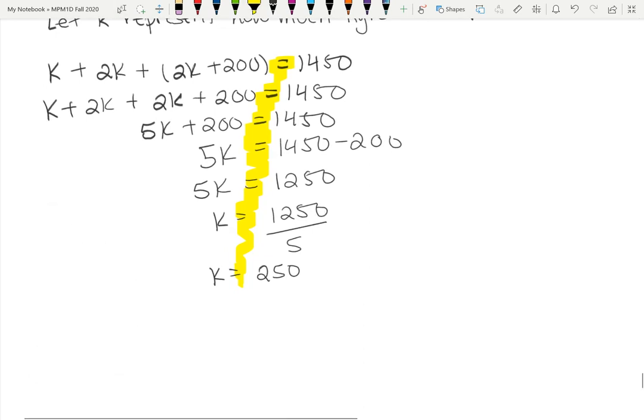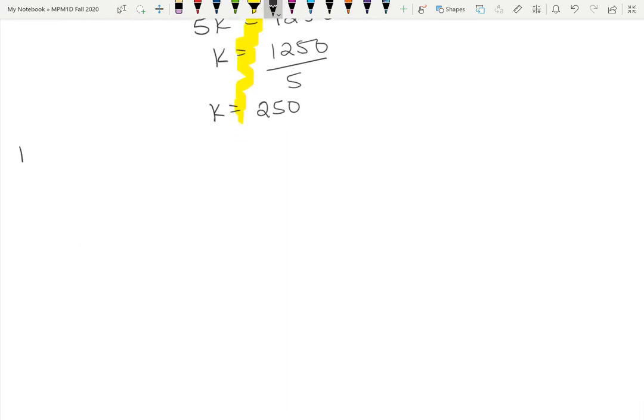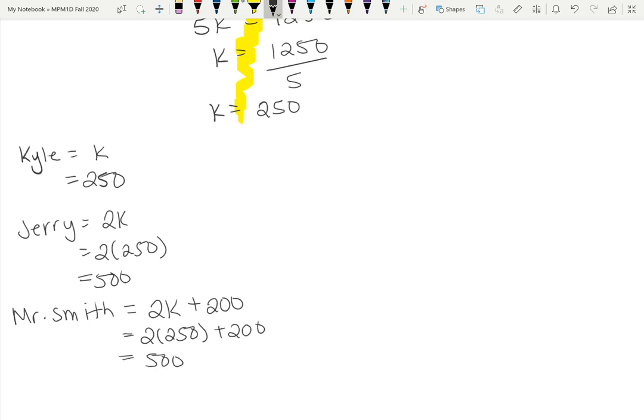Okay, so now that I found Kyle makes $250 a week. Okay, so Kyle, which is equal to variable K, and K is equal to 250. Okay, Jerry is 2 Kyles, so 2 times 250, which is $500. And then Mr. Smith is 2 Kyles plus 200. So 500 plus 200, 700.